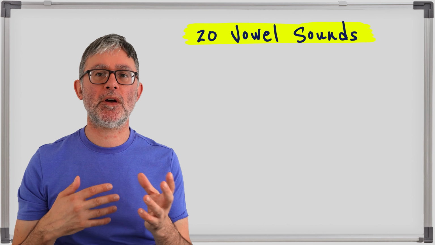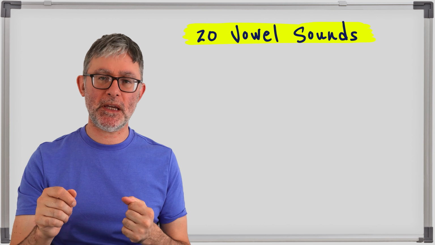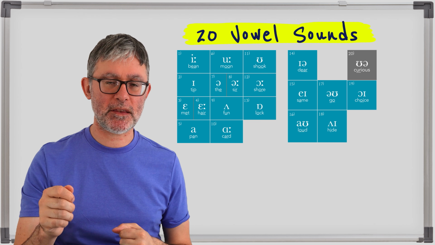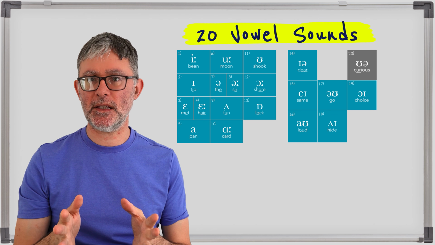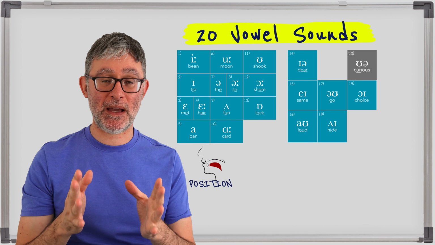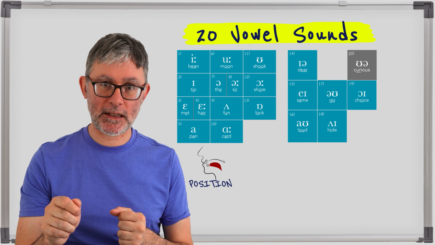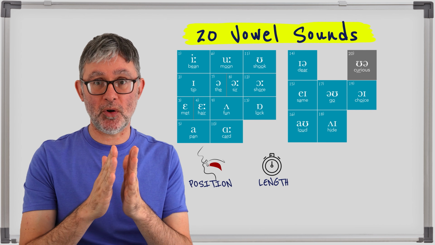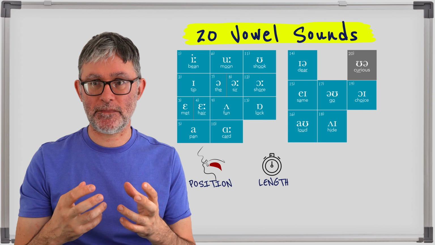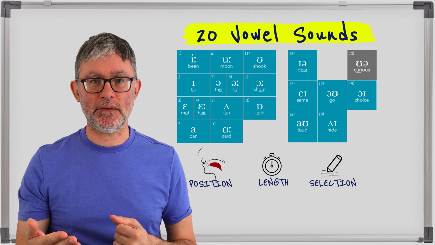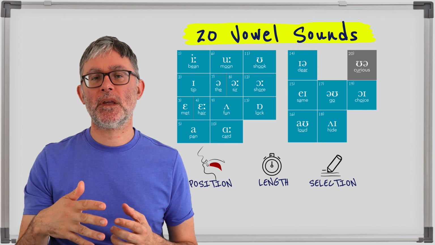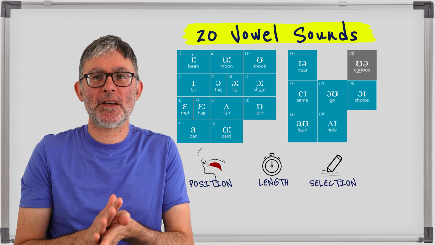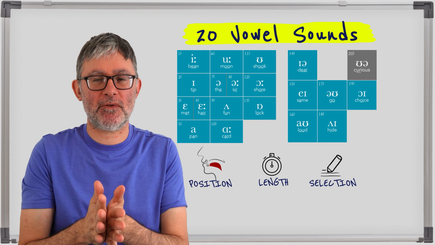Vowels are the glue that holds speech together. GB English has 20 vowel sounds, which you can see here. To learn them, there are three things you need to get right. Firstly, the position of your mouth, especially the tongue. Secondly, the length, as English vowels can be very long, very short, and anything in between. Finally, the selection. You need to choose the right sound. Spellings can help, but not always. In order to master an English accent, you need to study these three areas.